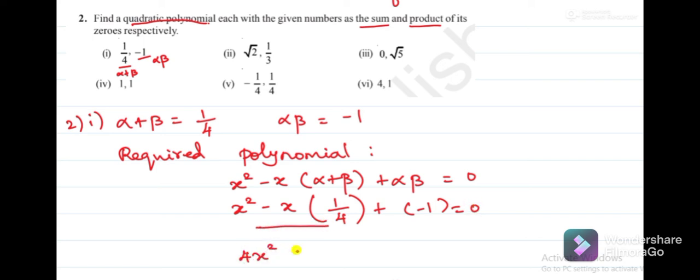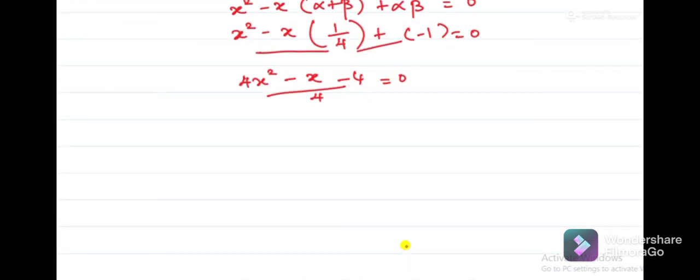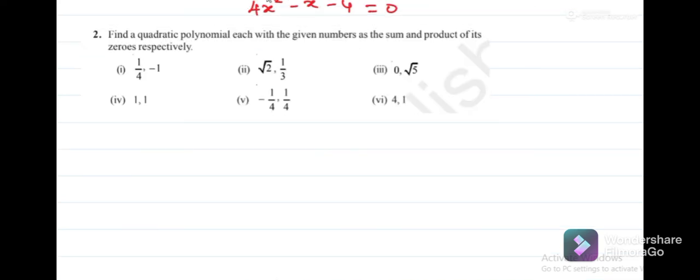So it's x squared. Let us take LCM of it. So 4x squared minus x minus 4 divided by 4 is equal to 0. Now the common denominator goes to the other side and is multiplied by 0. So you will get 4x squared minus x minus 4 equal to 0. This is the required polynomial.